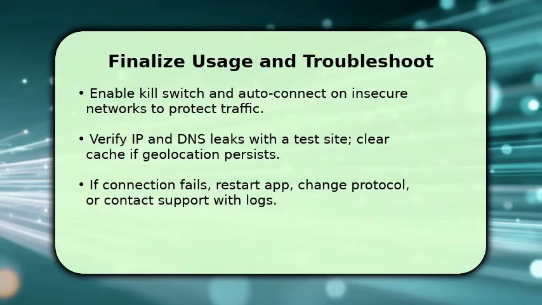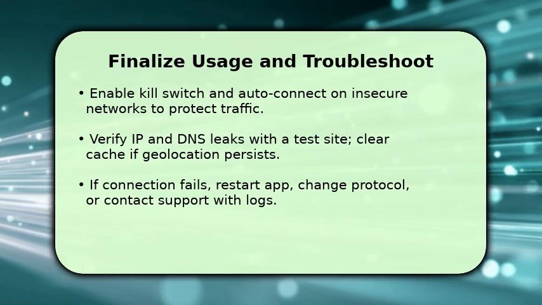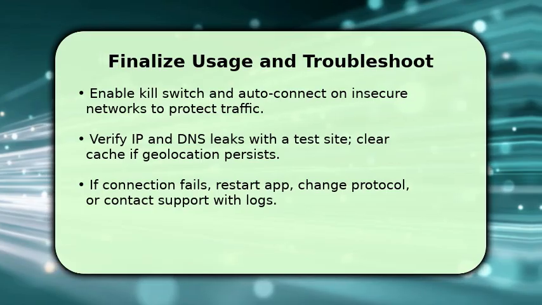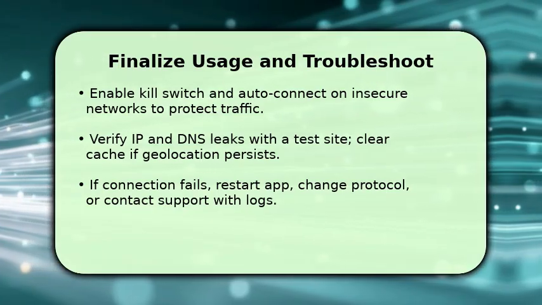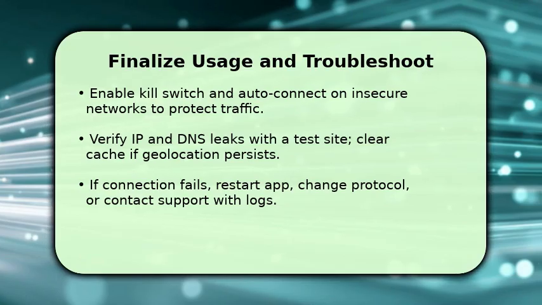You finish by enabling safety features. Turn on the kill switch and set auto-connect for public Wi-Fi so your traffic never leaks. Once connected, verify your IP and DNS using a leak test. If the wrong location still shows, clear browser cache and recheck.